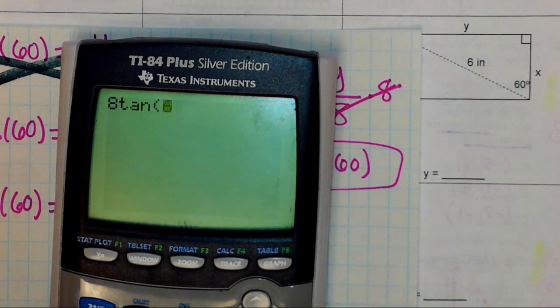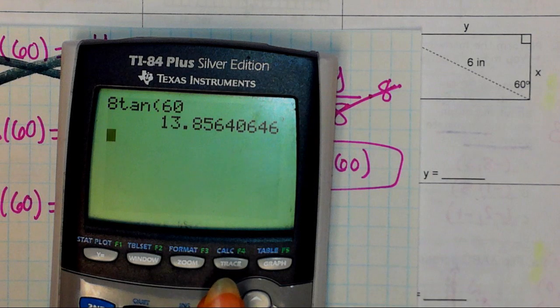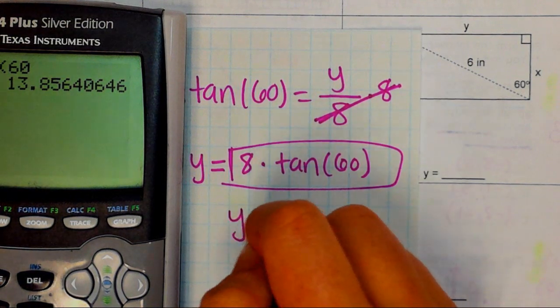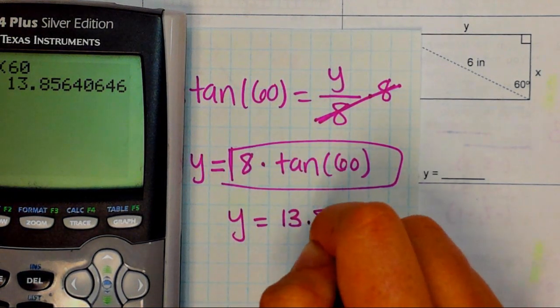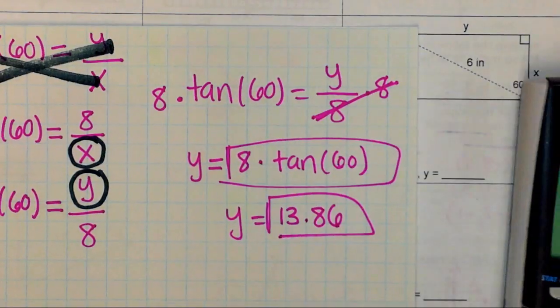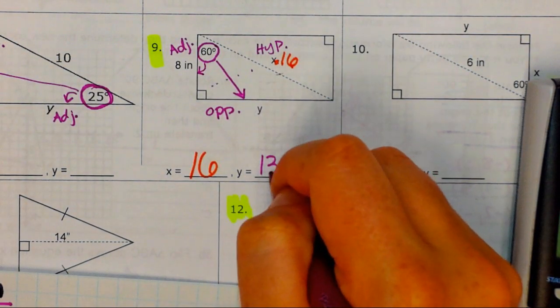8 times the tangent of 60 is equal to about 13.86. Okay. So that's our y.